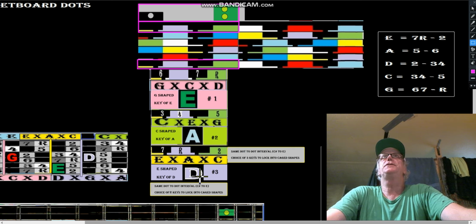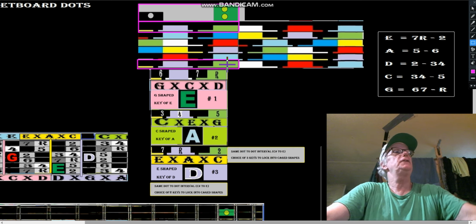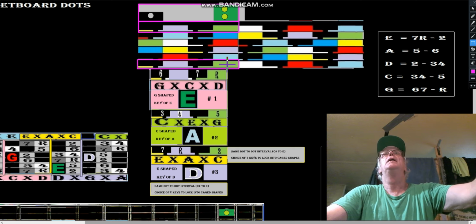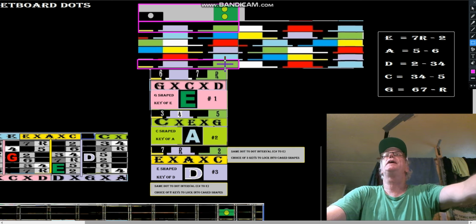We can do the D shape, we can do the A shape, we can do the E shape, but we can't do the C shape, and there's a reason for that. If we look at 3, 4, 5, we look at 5 as being the E note. E is the fifth of what? E is the fifth of A, right? So that would be 5 there.